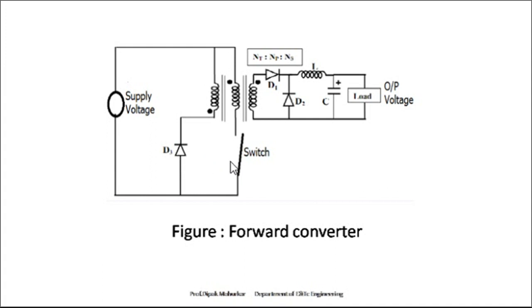Suppose we assume the first case, where the switch is closed. Then current will flow from the supply voltage to the primary winding. At the same time current will flow in the secondary winding, D1 will conduct, and current will flow through this inductor, capacitor and load. This current will move like this as well as through the load. This is your first case.